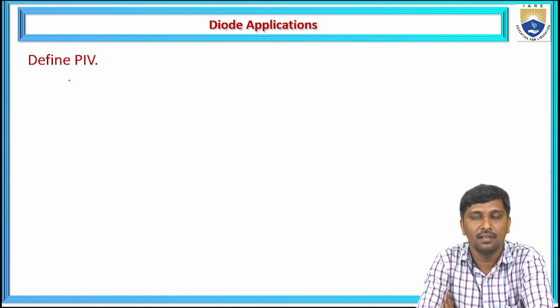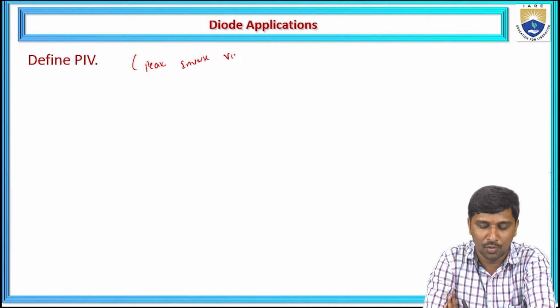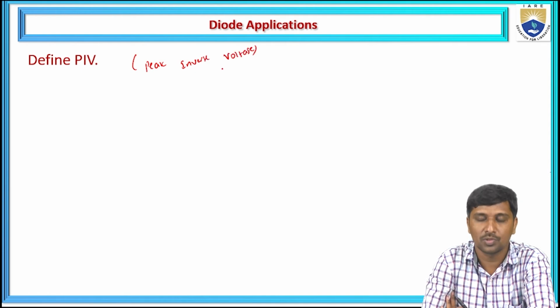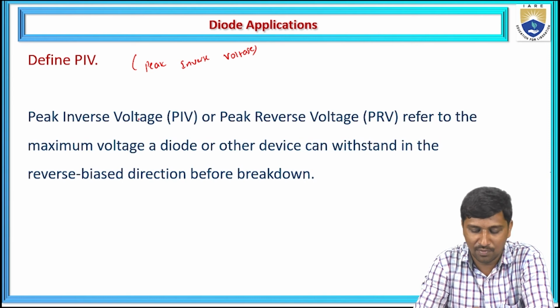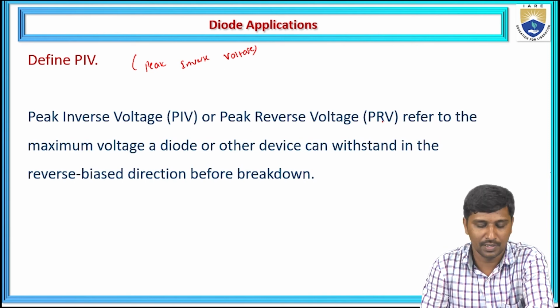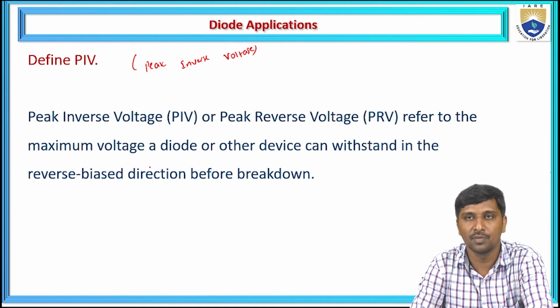Now, define PIV. PIV means peak inverse voltage. It is also called peak reverse voltage. Peak inverse voltage or peak reverse voltage refers to the maximum voltage a diode or other device can withstand in the reverse bias direction before breakdown.